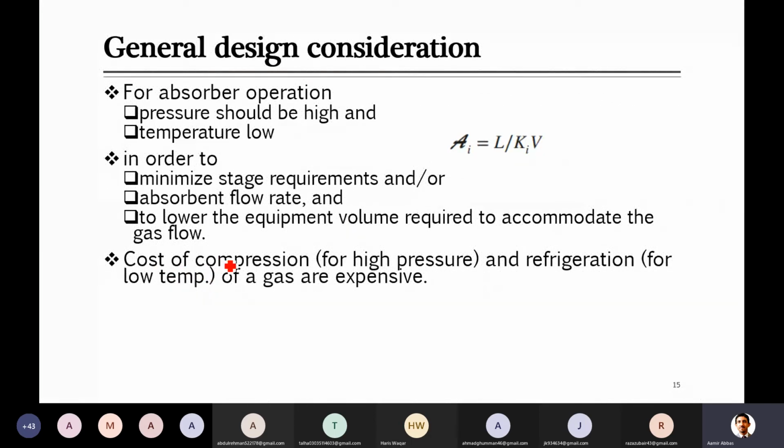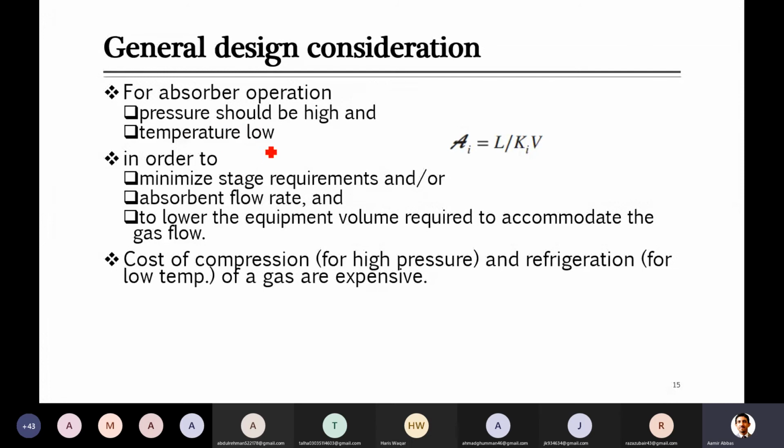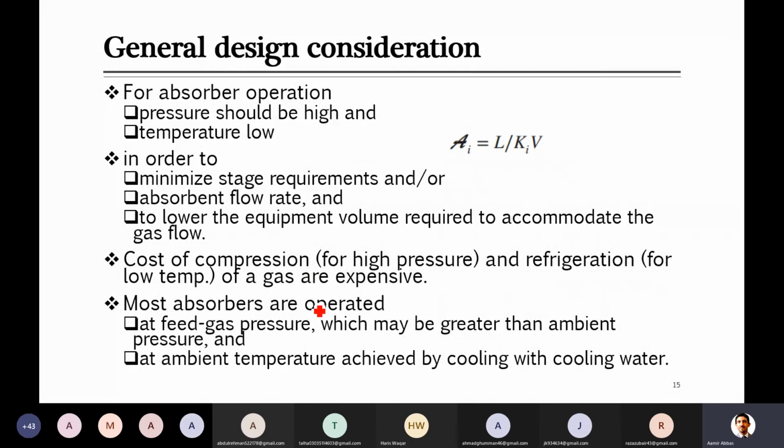Now we know that we can achieve good, quick absorption, or much better efficiency, if pressure is high and temperature is low. But both of these options, high pressure which needs compression and low temperature which needs refrigeration, are expensive. So inside the industries, for most absorbers which are operating, we don't install a big compressor to compress a whole lot of gas, nor refrigeration of the liquid.